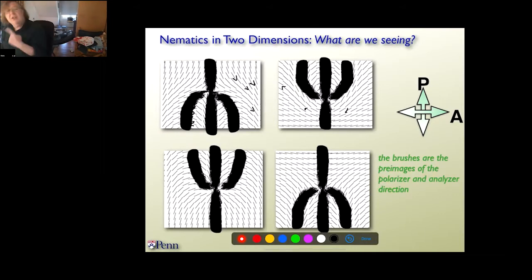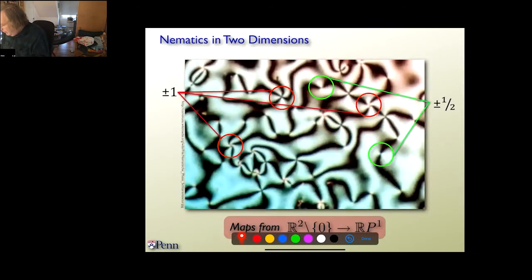So when the molecule direction goes around by 2 pi, it goes through the polarizer twice and the analyzer twice, and that's why you see 4 black lines. And then if you remember what I showed you, in fact, sometimes you only get 2. What that means is that in fact, these things aren't vectors, they're actually an aligned field.